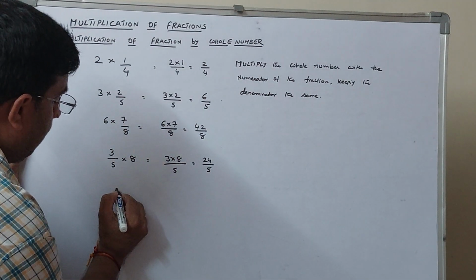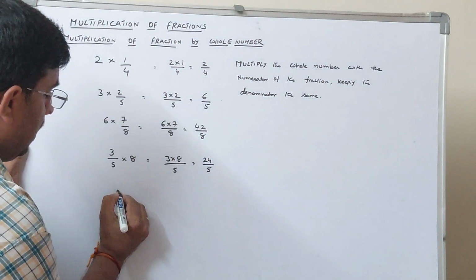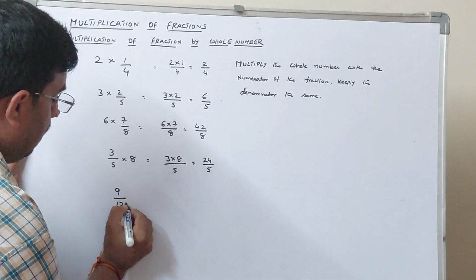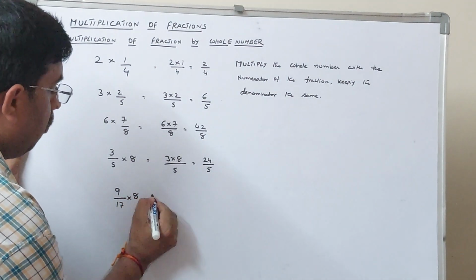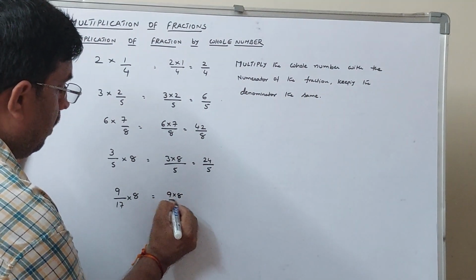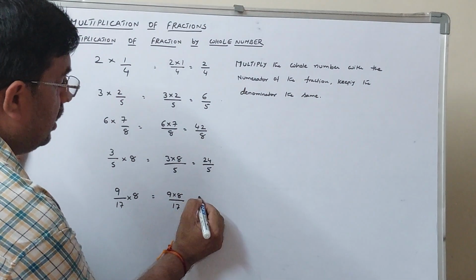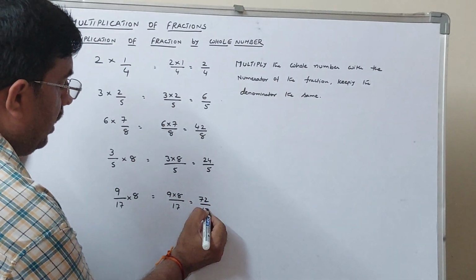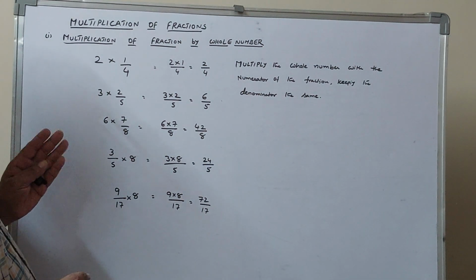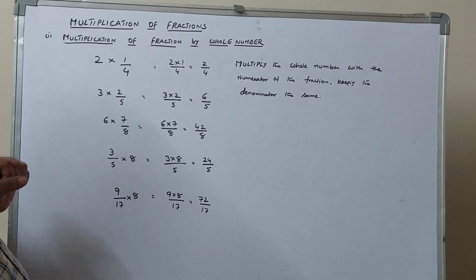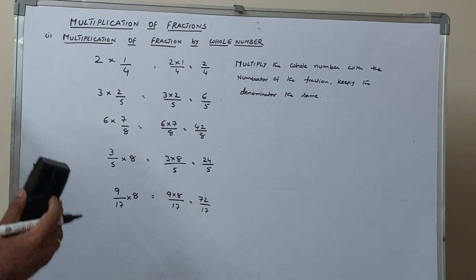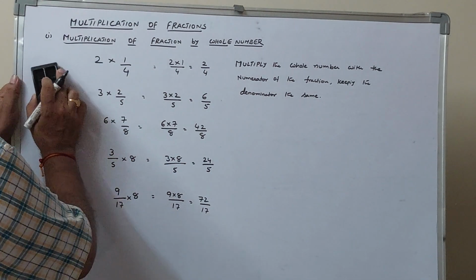If I want to multiply 9 by 17 into 8, how to multiply it? 9 into 8 by 17. 9 eights are 72 by 17. That's all. So this is the way of calculating the multiplication of a fraction by a whole number. Clear? Pause the video, note it down. Now we'll see the multiplication of a fraction by a fraction.